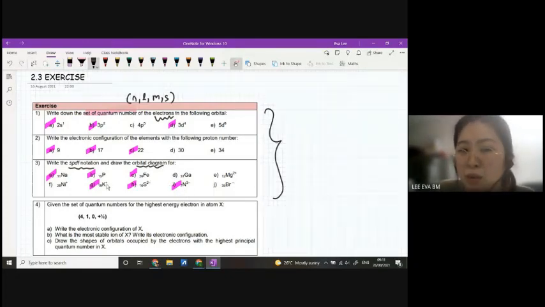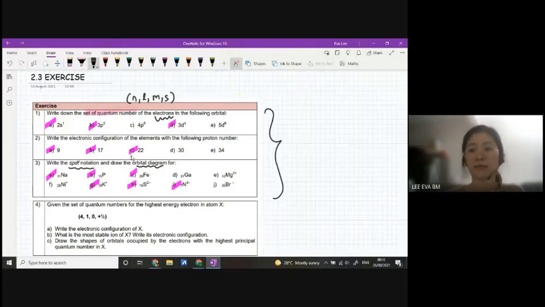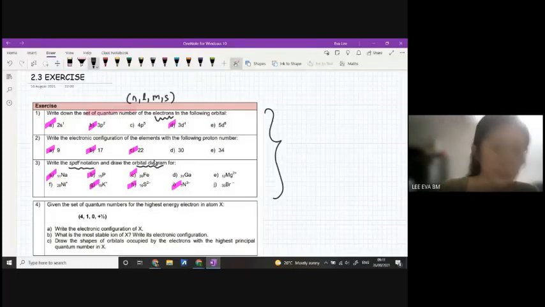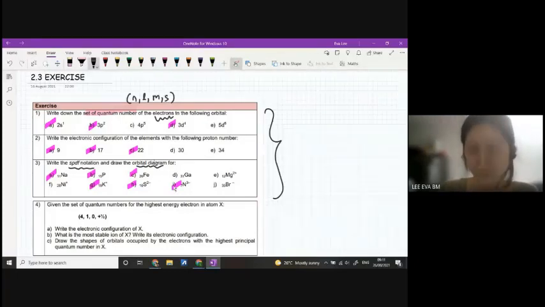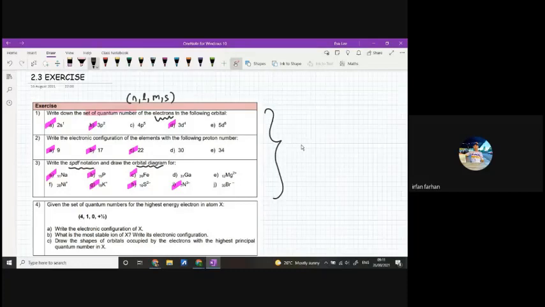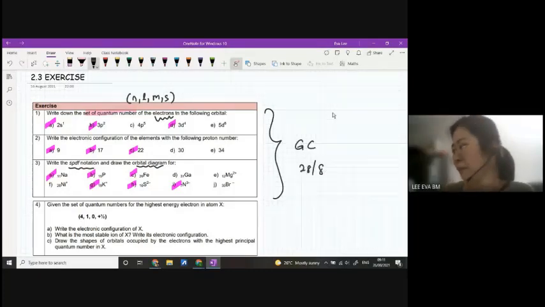Tapi orbital diagram cuma ikut ion sajalah, neutral tak payah. Okay. So submit dekat mana? Okay, Google Classroom. Google Classroom by 28th of August, ya? Yeah? Okay, madam.